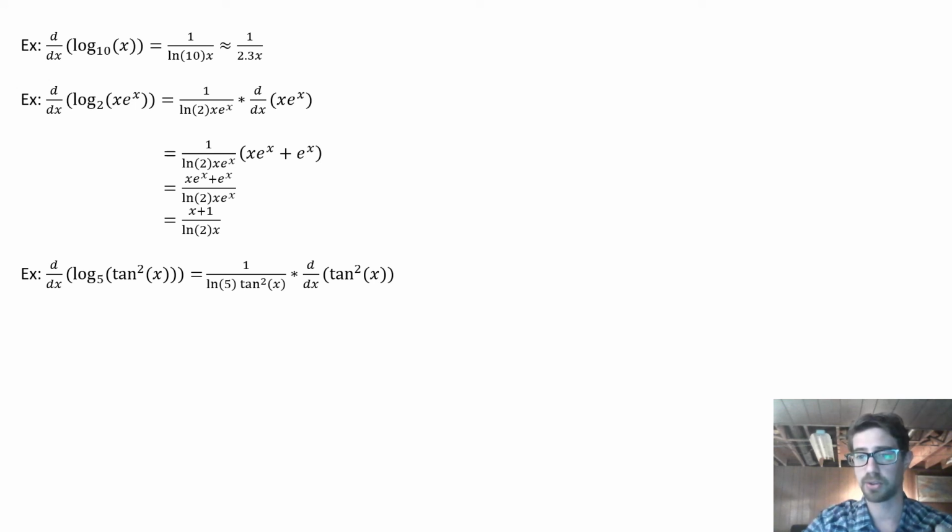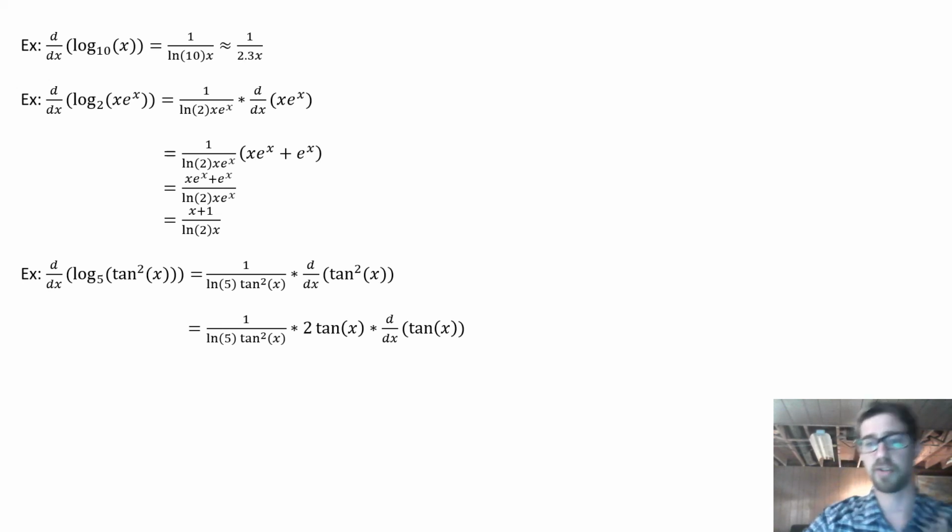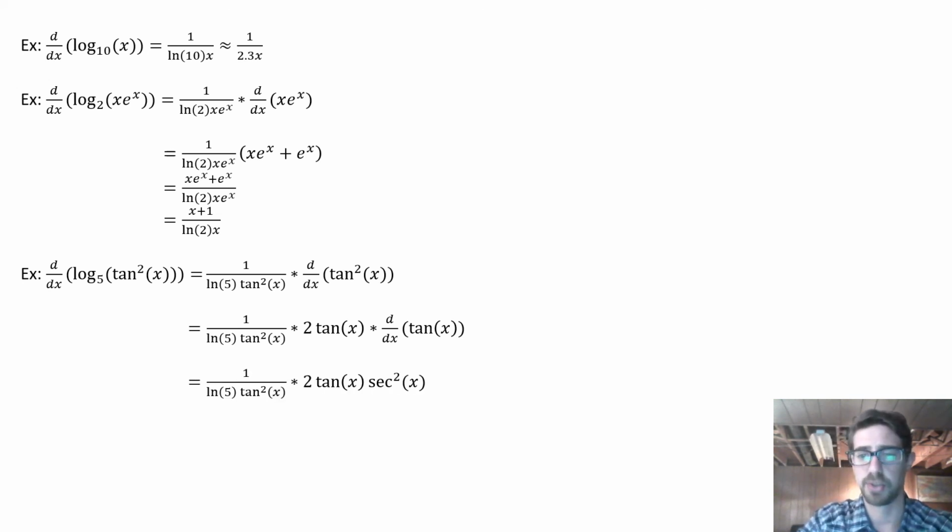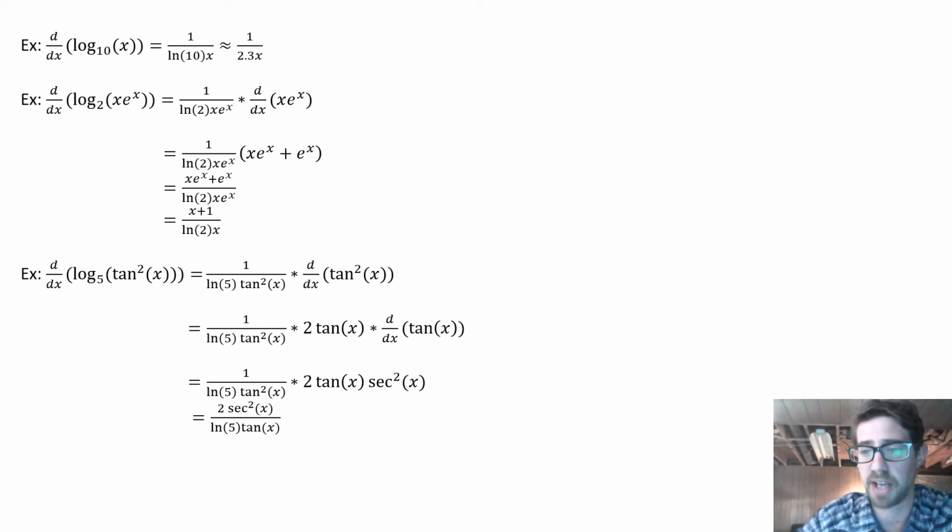So first we deal with the squared. So it's times 2 times tangent of x times the derivative of tangent, right? The derivative of a function squared is 2 times the function times its derivative. The derivative of tangent is secant squared. And we're done. We could leave the answer like this. To me, it's crying out to be simplified just because there's a tangent x in the numerator and a tangent squared of x in the denominator. So there's no reason not to factor out one of those tangents. 2 times the secant squared of x over the natural log of 5 times the tangent of x. That's as good as we're going to get it.